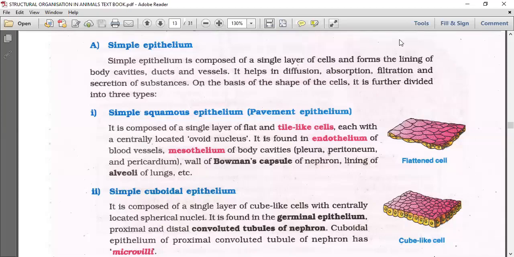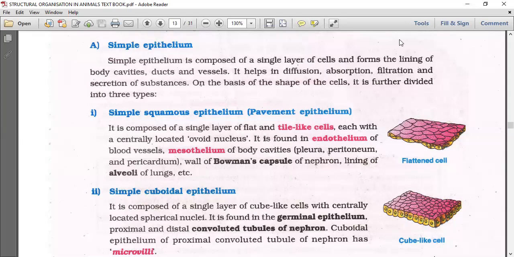Simple epithelium. Let's start with the simple epithelium. As we said, epithelial tissue is composed of two types of epithelium: simple epithelium and compound or stratified epithelium. In that, the first one is simple epithelium.